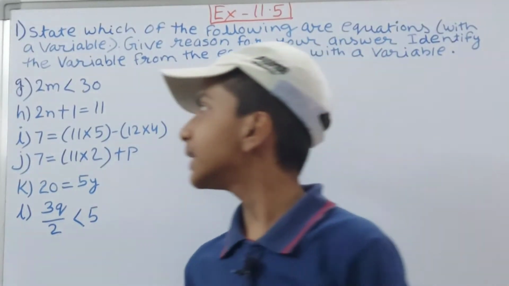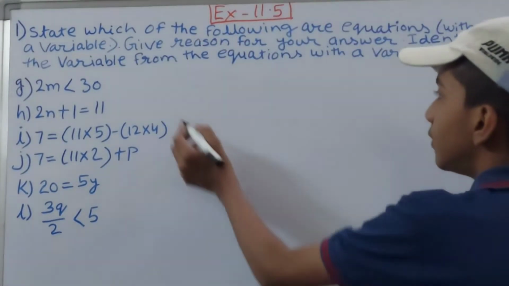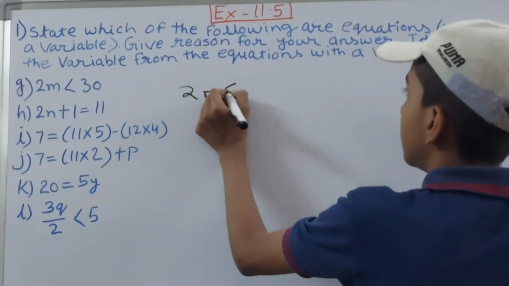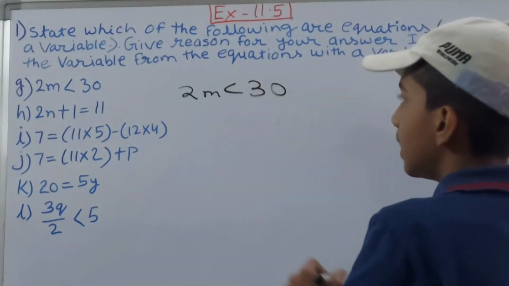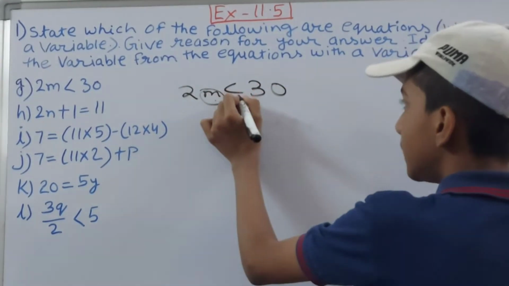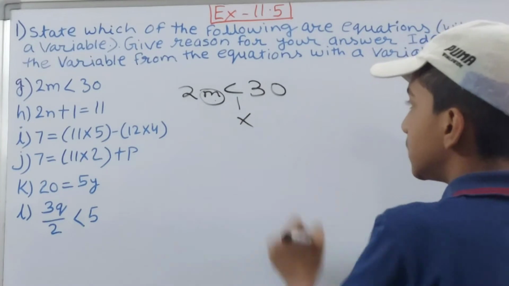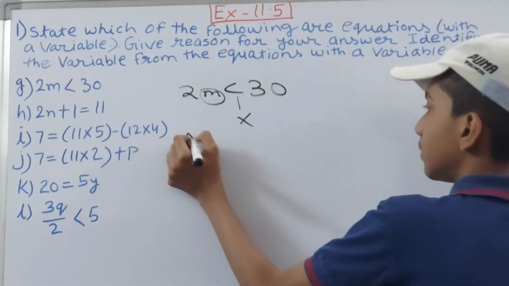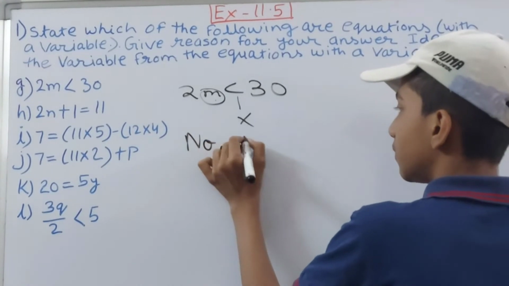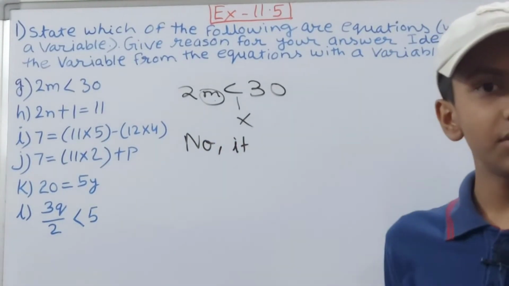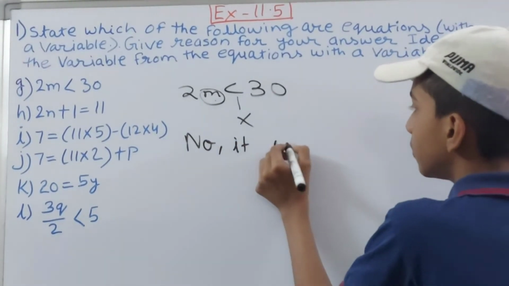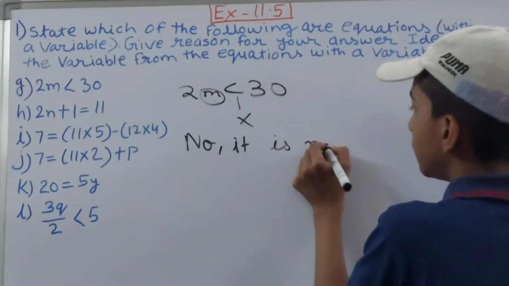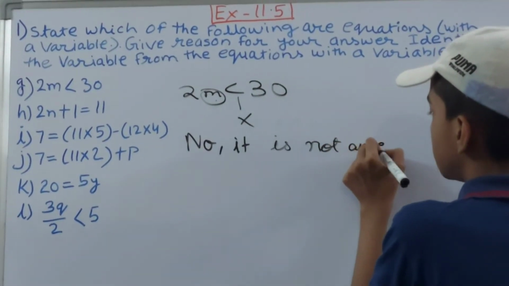Friends, next part is g part. This is 2m is greater than 30. Now again you see we have a variable here, m, but this is not an equal sign. So is it an equation? No, it is not an equation. And why is it not an equation? Because it is not having the equal sign. So you can write here, no, it is not an equation.